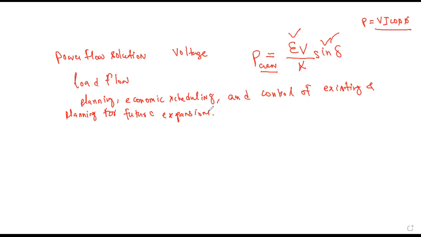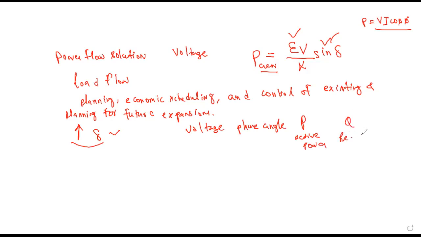So voltage will have some magnitude, the value of the voltage, and it will have a phase angle. This phase angle of the voltage is very important. Then you have two more parts: the active power P, and one more term called the reactive power Q. So these are the terms that are essentially involved.